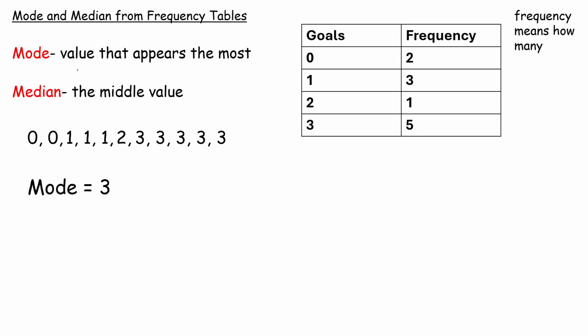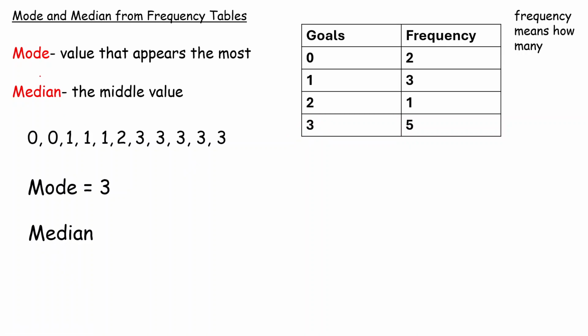Now, the mode here, the value that appears the most, is 3. Importantly, you can see 3 goals occurs 5 times, the most. The mode is definitely not 5. It is saying that 3 occurs 5 times. So visually, you can see here that 3 occurs the most. So that is your mode. It occurs 5 times, but the mode is the amount of goals scored, which is 3. It's a really important thing to address.